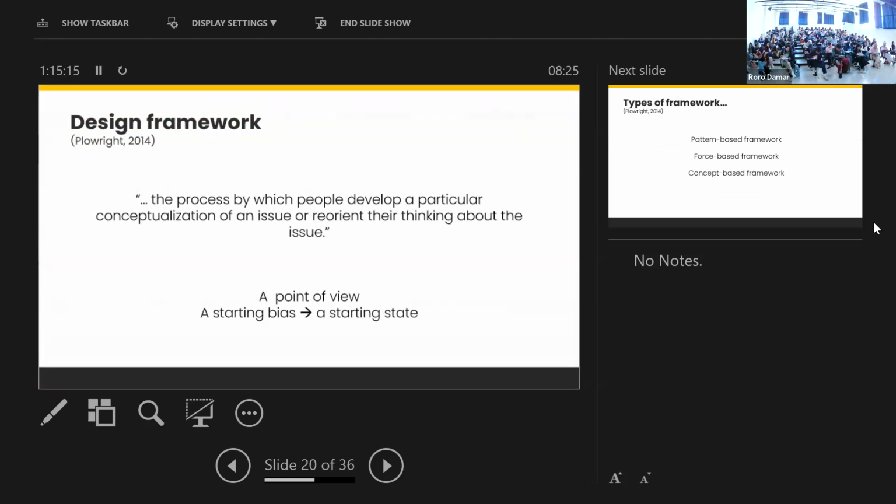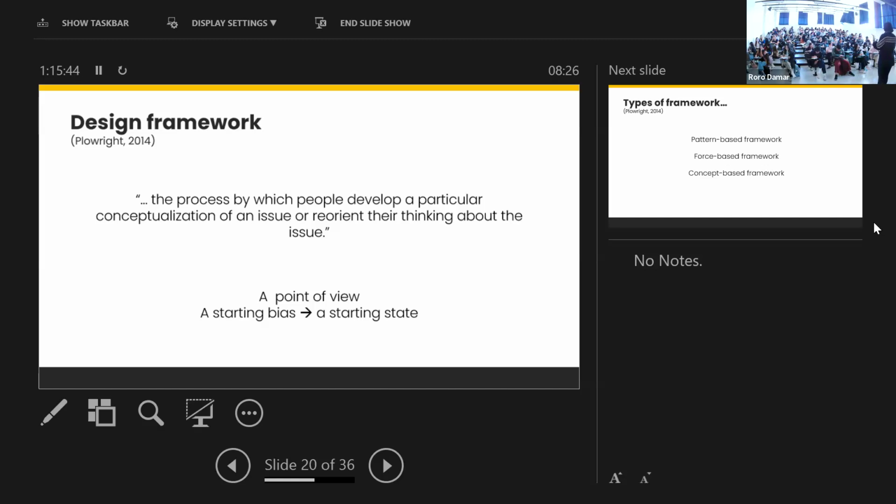So, framework. Framework is the overarching thought of the design process. It is the process by which people develop a particular conceptualization of an issue or reorient their thinking about the issue. So this is a point of view, a starting bias, a starting state.